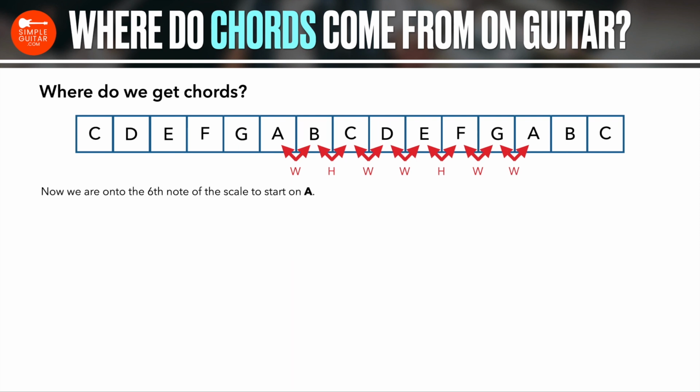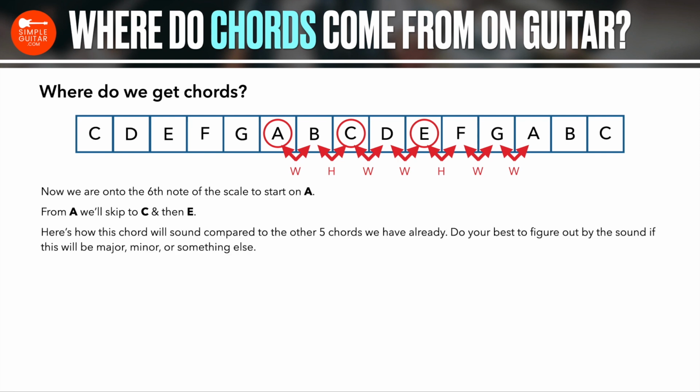So now we're on to the 6th note of the scale, to start on A. From A, we'll skip to C and then to E. That's going to make up our triad. So here's how this A chord will sound compared to the other 5 chords that we have already. Once again, as you're listening, try to decide if this sounds like a major chord or a minor chord, or if it sounds like something totally different. Here's the A chord here. So that's A, C, and E.